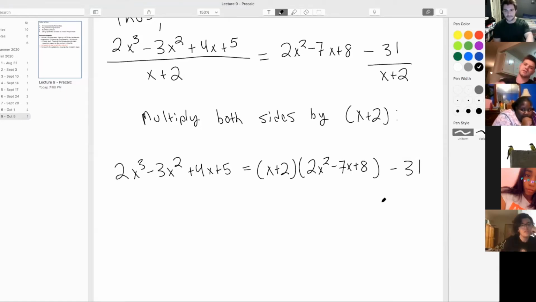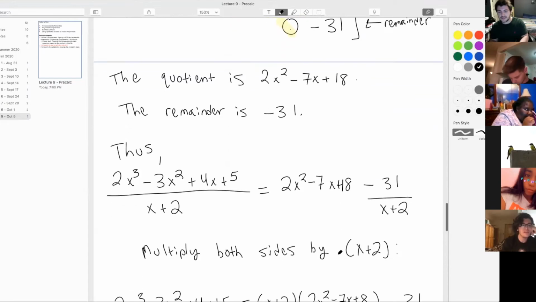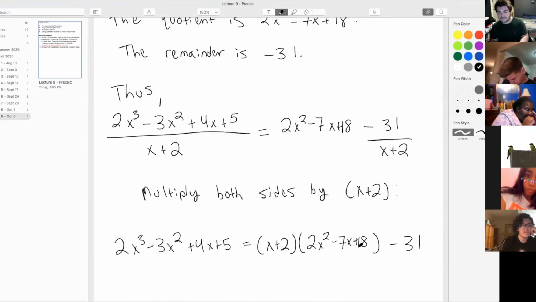Just real quick, in the second set of parentheses, did you mean plus 18 or is it plus 8? Yes, thank you. Definitely plus 18. Thank you, Luke. 18 there and 18 there. Good.